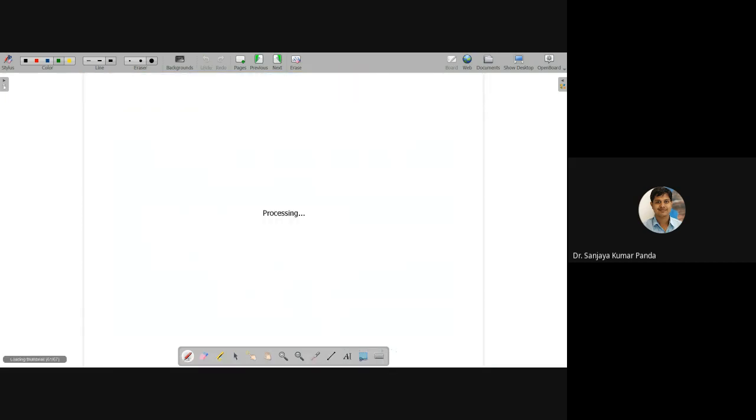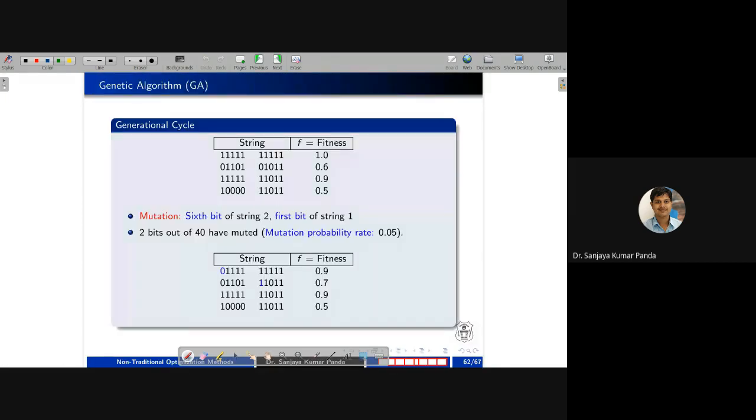Now the crossover is done, but you have to go for mutation. Suppose we are mutating the 6th bit of string 2 and the first bit of string 1. The 6th bit of string 2 is this one, and the first bit of string 1 is this one. So 2 out of 40 bits are mutated here. We have taken 2 out of 40 bits, so the mutation probability is 0.05. You can see this 1 bit is changed to 0 here, and this 0 bit is changed to 1.